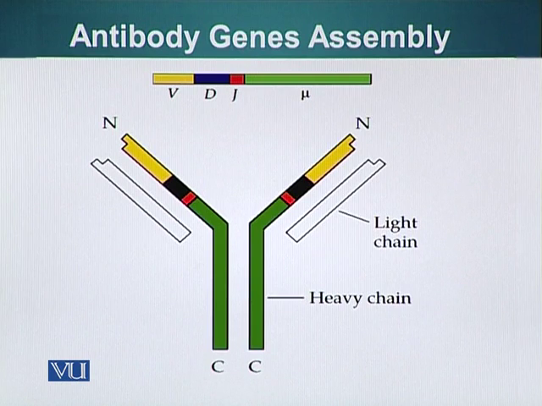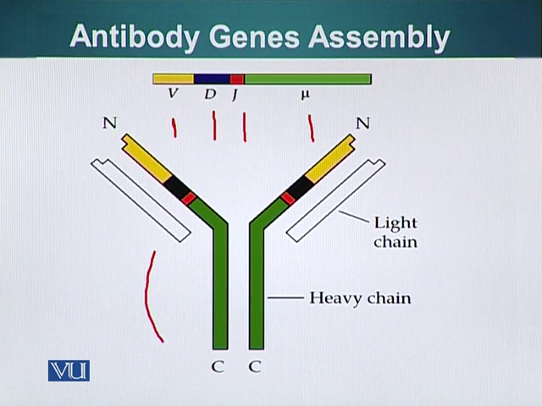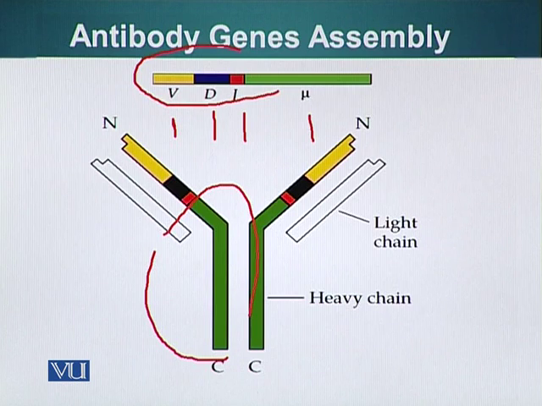Our antibodies, for example, here we have the heavy chain that has been depicted here. The heavy chain is made up of 4 different regions: the variable V region, the D diversity region, the J joining region, and mu. As you know, mu means IgM, so this is basically part of the constant domain. So the C domain, the constant domain, is depicted here in green, and the variable domain is composed of these 3 parts, V, D, and J.